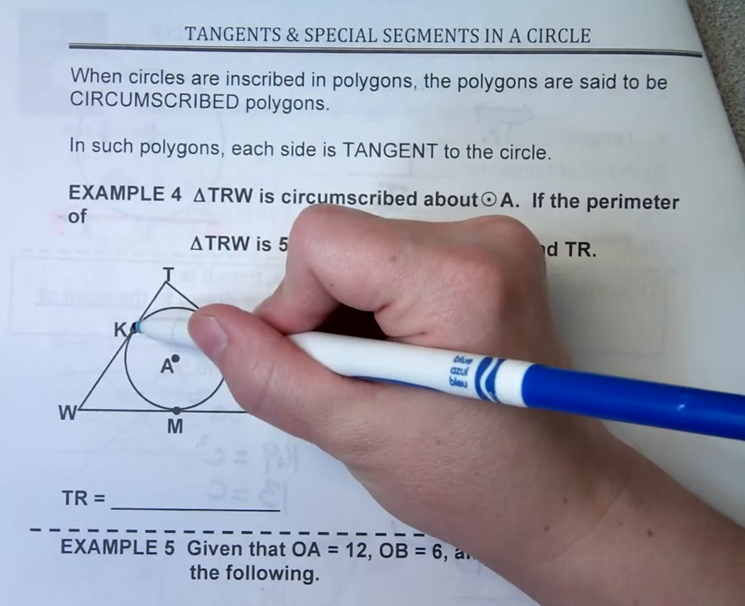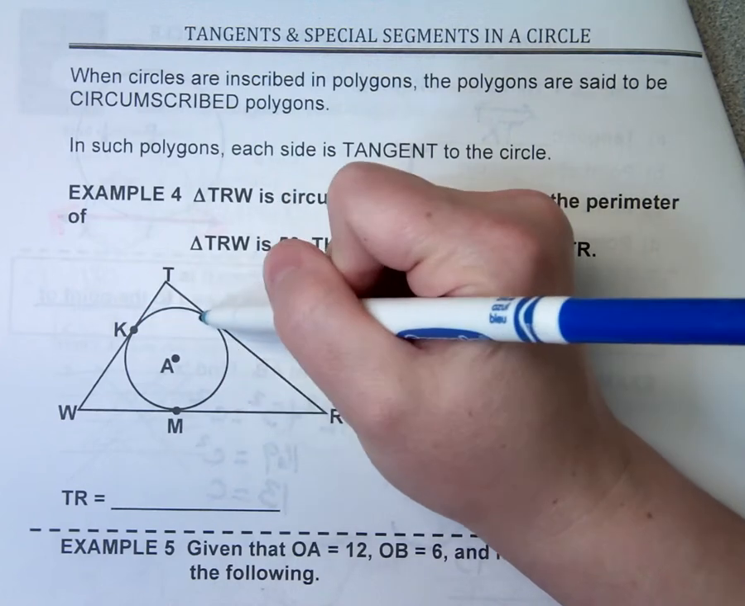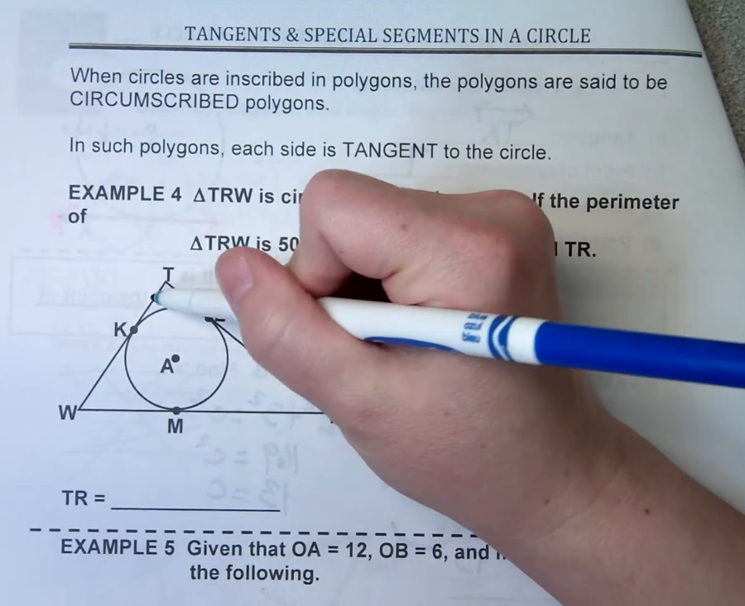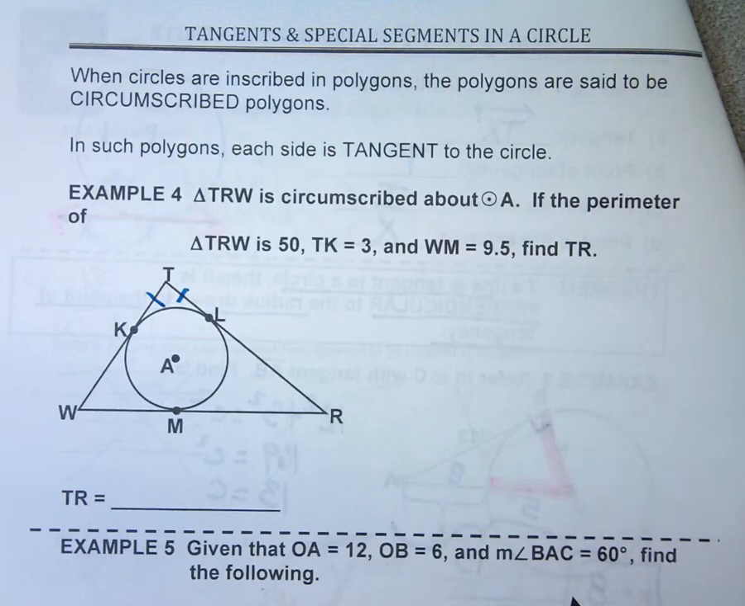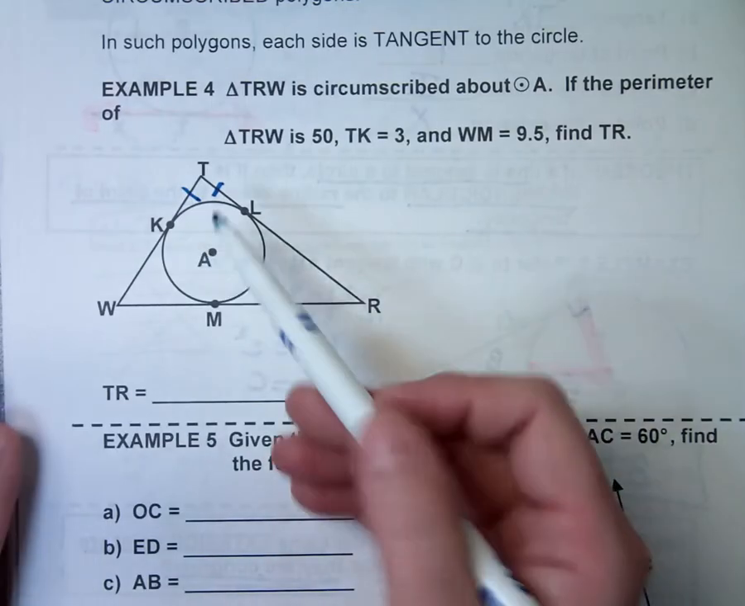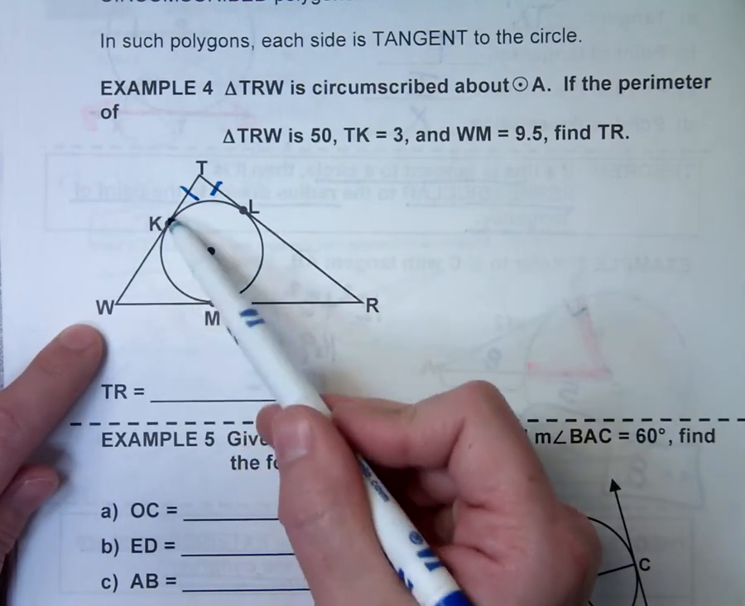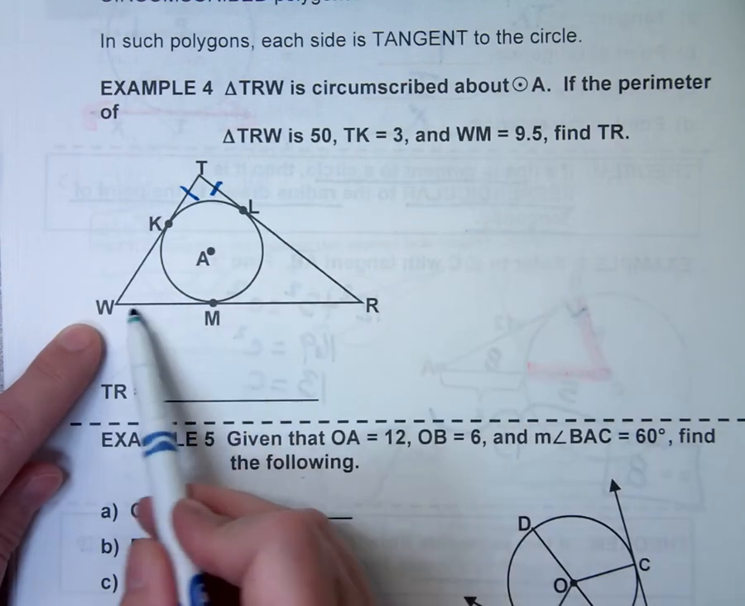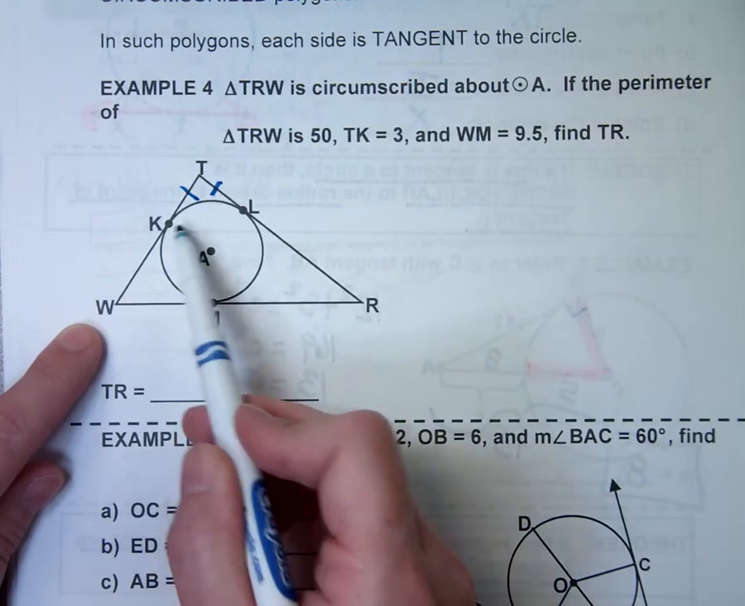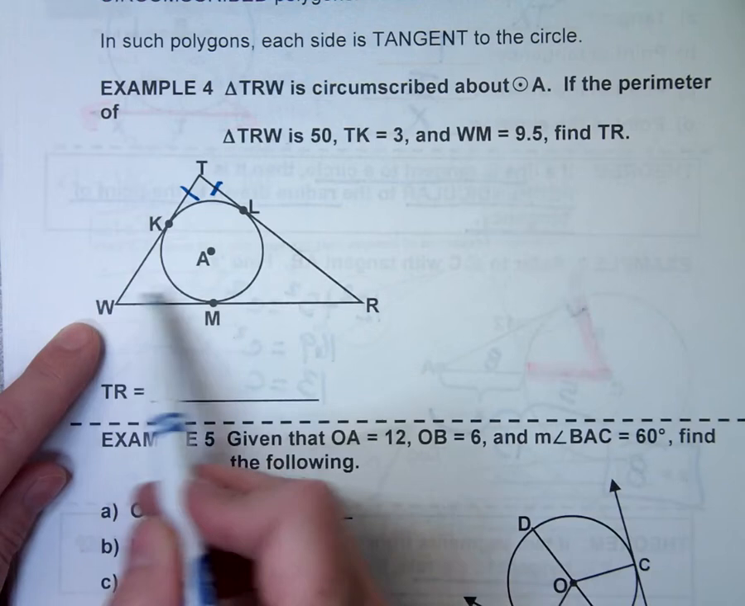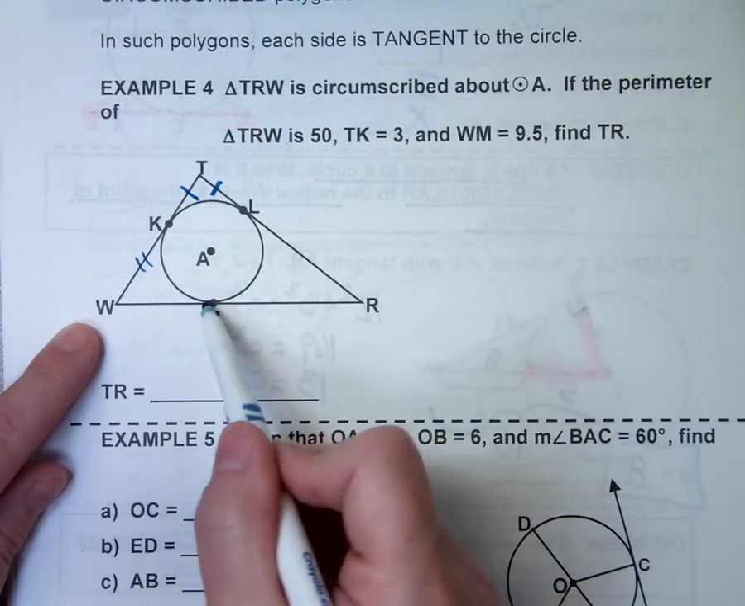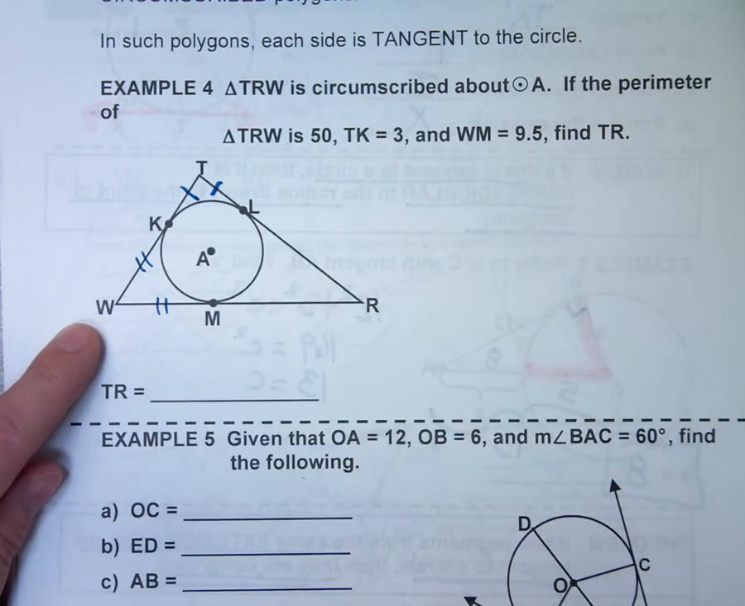Yes. Okay, we just learned in that last theorem, if two tangent pieces come to the same exterior angle, then those tangent pieces are congruent. Okay, looking down here. This is a tangent piece because it touches the circle once. This is a tangent piece because it touches the circle once. They both come out to the same exterior point, so this length is congruent to this length.